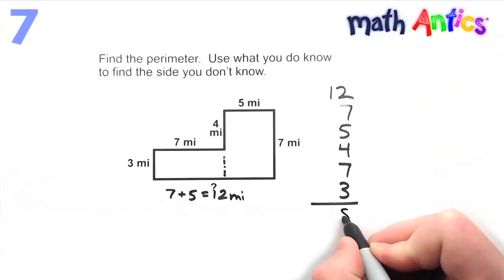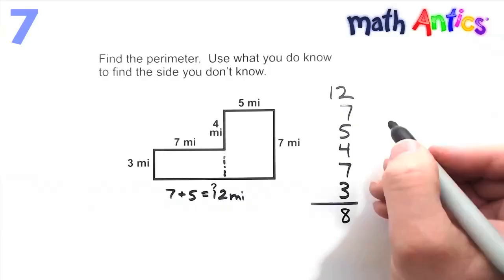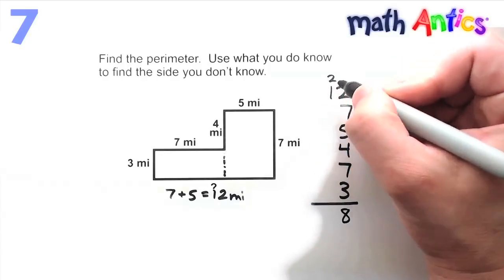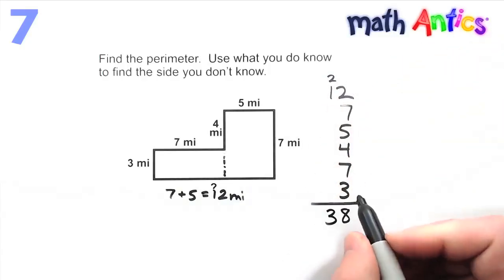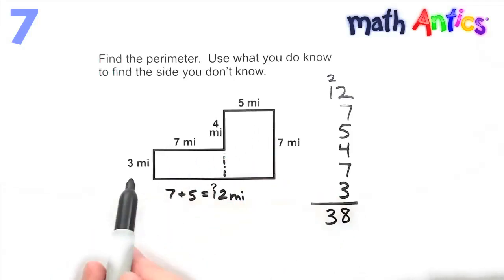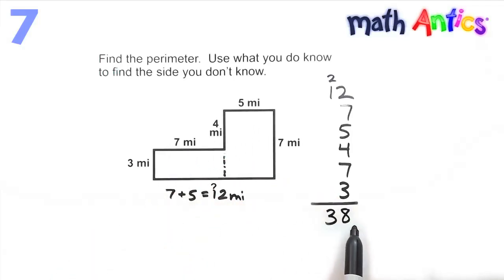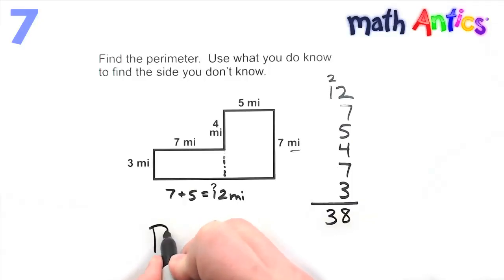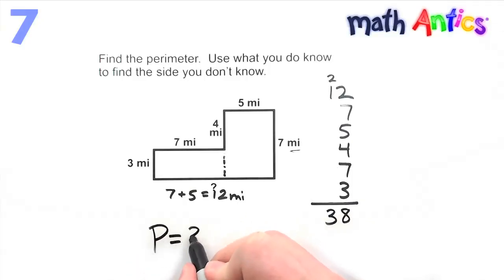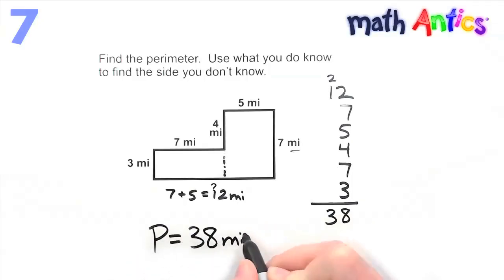So we put an 8 in our answer line. Then we carry the 2. 2 plus 1 equals 3. So the total of all of these sides together is 38, but not just 38, 38 miles. So let's write that out. P for perimeter equals 38 miles.